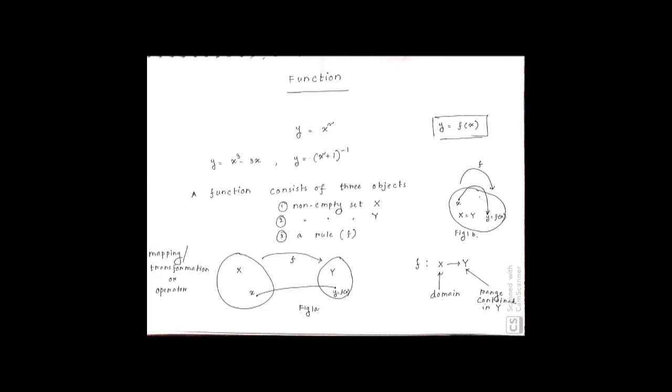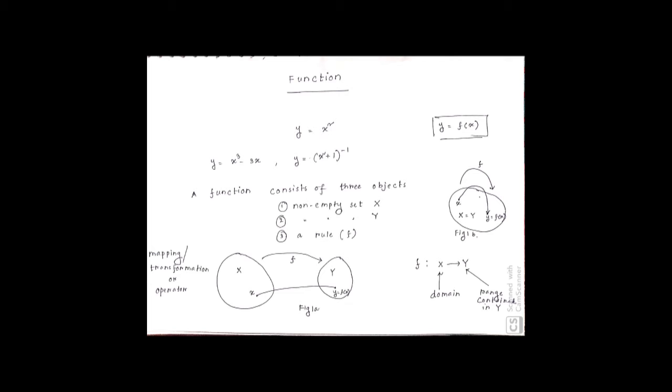In figures 1a and 1b, we have shown the convenient way of picturing the function. In figure 1a, capital X and capital Y are different sets, and on the right, figure 1b, the sets are equal, in which case we usually refer to f as a mapping of X into itself.